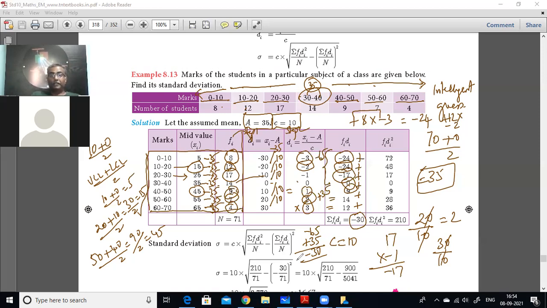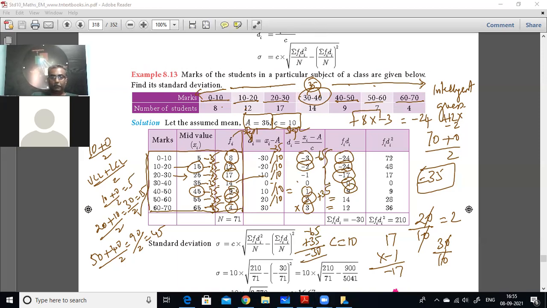Now sigma f i d i squared you have to find out. This is d i, minus 3 is d i. d i squared is what? Minus 3 into minus 3 is 9.